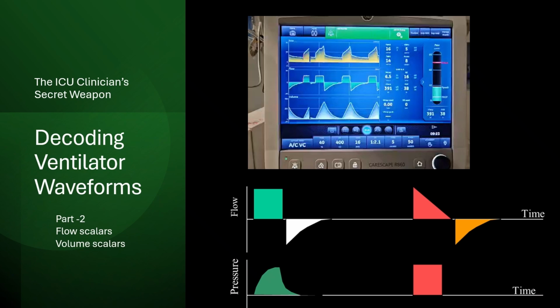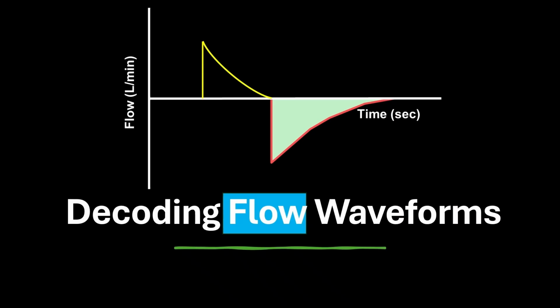In the previous video, we analyzed pressure scalar morphologies in normal lungs and in various kinds of pathologies. Compared to pressure or volume scalars, the flow-time scalar provides a plethora of information because its dynamic shape is highly sensitive to changes in airway resistance, lung compliance, and patient effort. Inspiration is conventionally displayed as a positive value above the baseline, whereas expiration is displayed as a negative value below the baseline. So this is the way the flow-time scalar is represented on the ventilator screen.